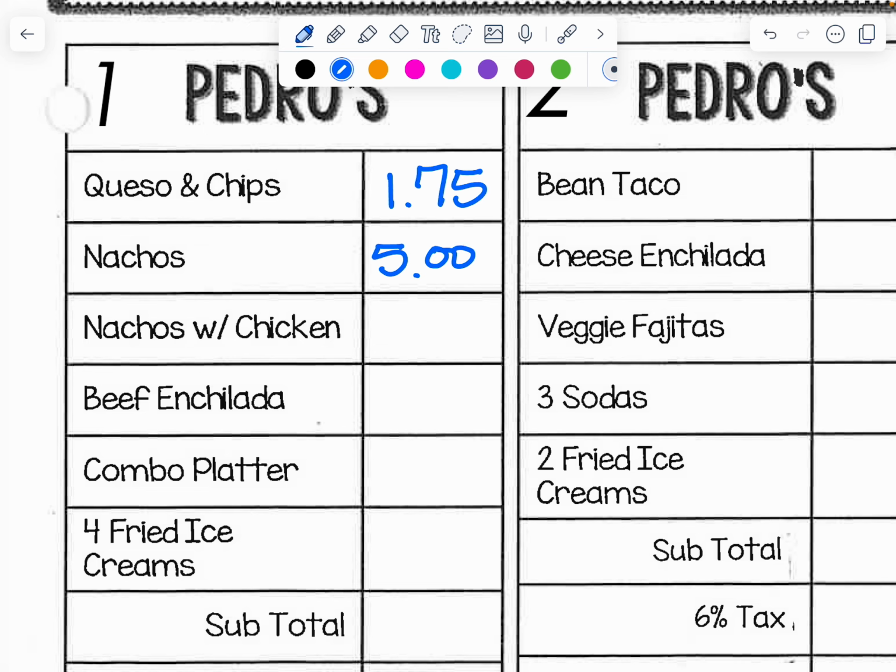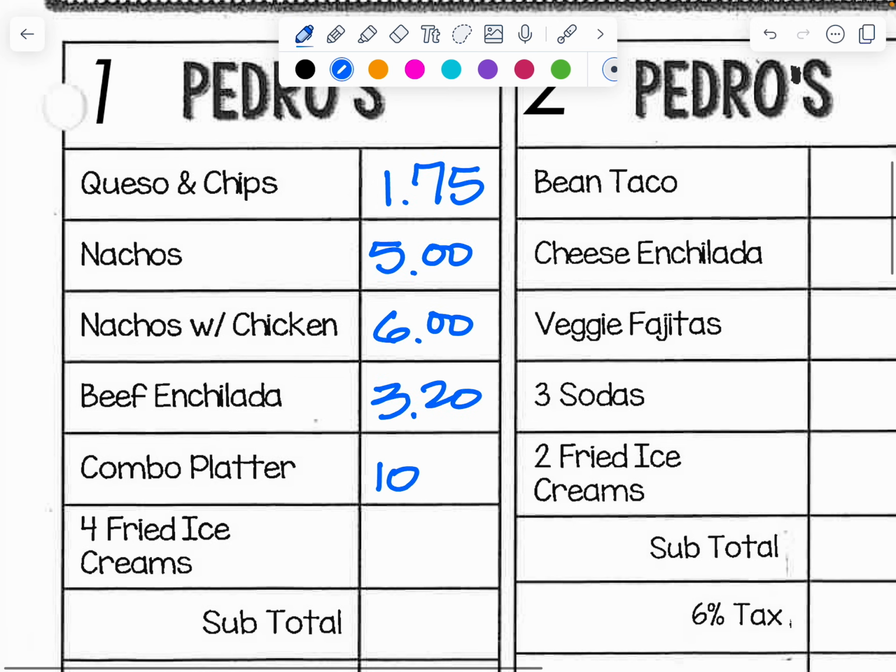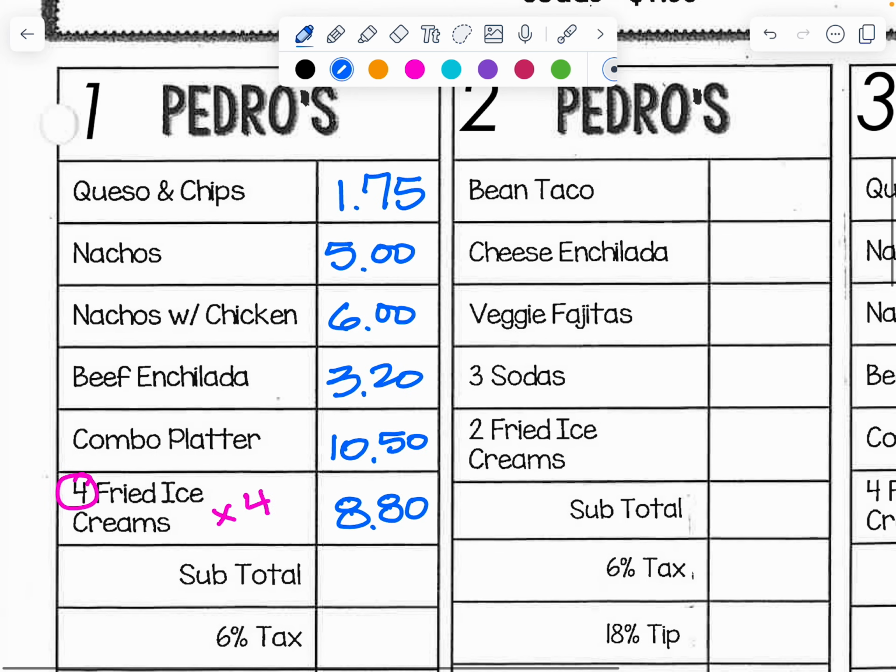Nachos is $5. Chicken added on an extra $1. Watch out. Combo platter, yum. I'm getting hungry just doing this. Now, watch out for this. This says 4 fried ice creams. So we're going to take the amount of a regular ice cream, which is $2.20, and we're going to multiply it by 4. If you do that, you should have gotten $8.80.